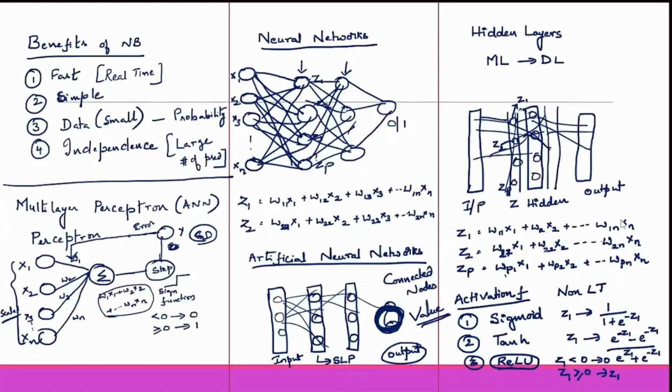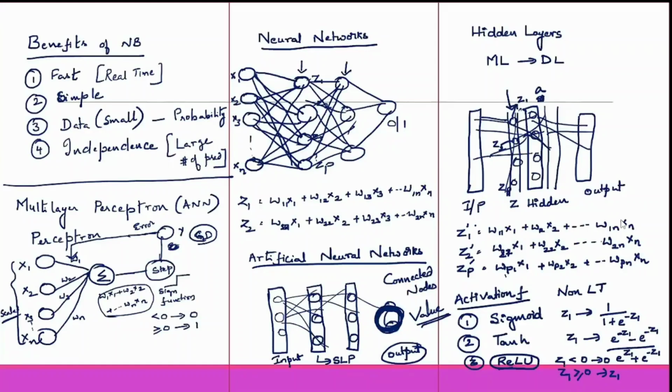Now you will choose your own activation function at this layer, which means my Z1 will be transformed to Z1 dash because of this transformation. Z2 will be transformed to Z2 dash, Zp will be transformed to Zp dash. Now again the same process. Let's say this column, the second hidden layer, is W layer, or no, W we have already used for weight. Let's say this is the A layer.